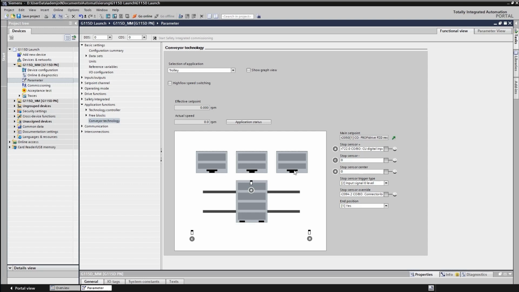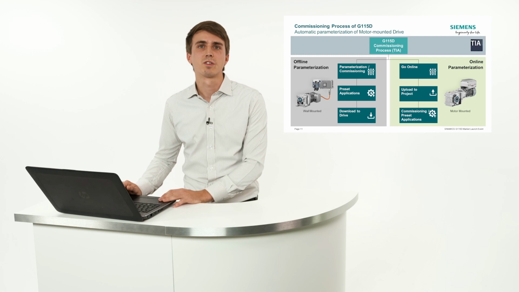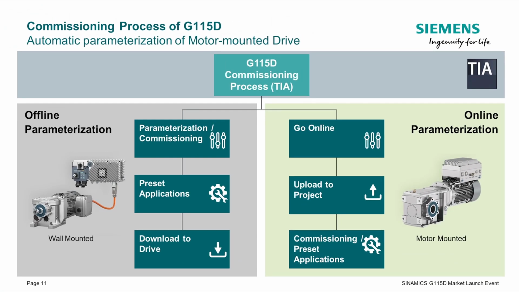So in this case, if we want to move goods from the left lane to the third lane, we would use the stop sensor override function in our PLC to bypass the second lane. And then once we reach our final position, in this case the third lane, our PLC will deactivate the stop sensor override function, which will get us back into normal running mode. In addition to this, we can see two stop sensors here, C and A, which indicate the end of our total trolley movement.